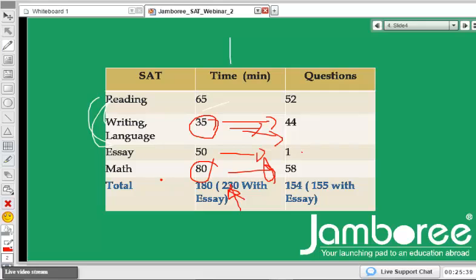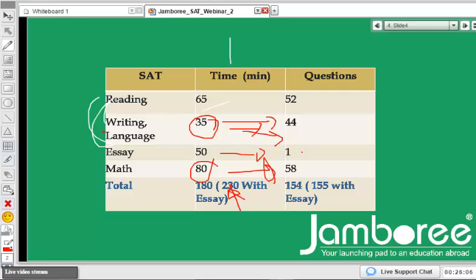So in the essay also, it's important to carry pointers: what to write, what not to write, how to find the indicators of what the writer wants you to write about. So there also you need shortcuts, right? But of all these sections, I would say the toughest in terms of time management is the writing and language section, where you have less than a minute for each question.